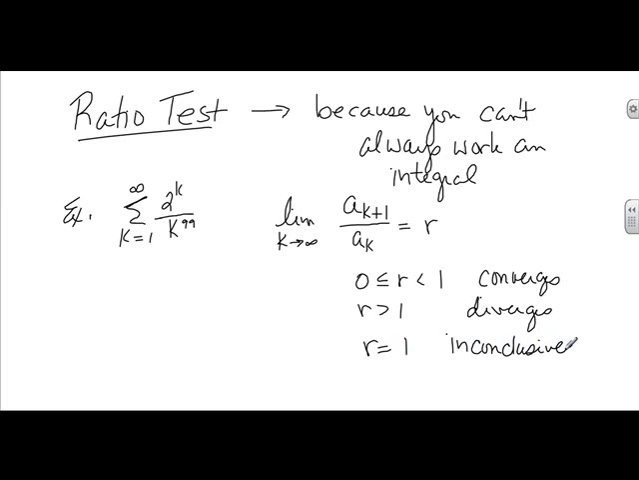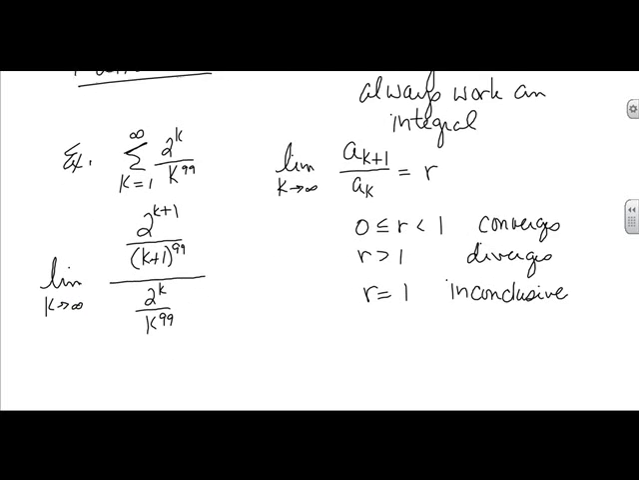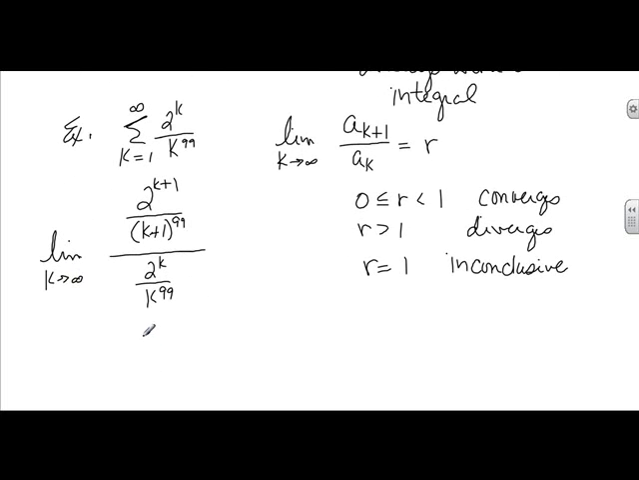So with this example, the series of 2 to the k power over k to the 99th power, we're going to think about 2 to the k plus 1 power over the quantity k plus 1 raised to the 99th power, divided by 2 to the k over k to the 99th. And we're going to take a limit as k approaches infinity. Invert and multiply.